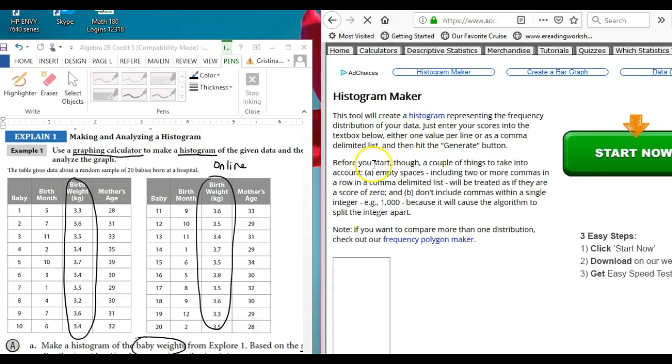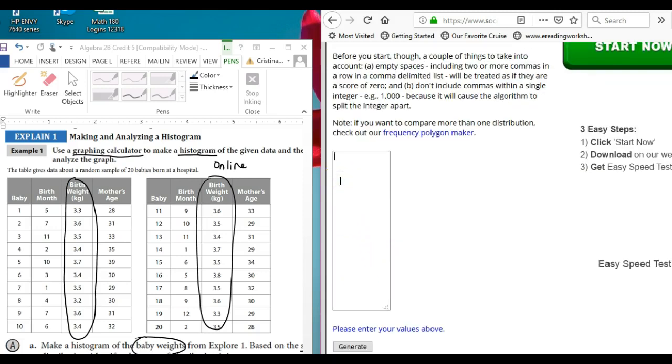They're asking us, before you start, a couple of things to take into account: empty spaces, including 2 or more commas. Okay, don't include commas. All right, we won't. And if you want to compare more than one distribution, you can use this one. All right, so I'm going to start entering in some numbers like 3.3. I'm going to press enter, and hopefully I can be really fast in entering these in.